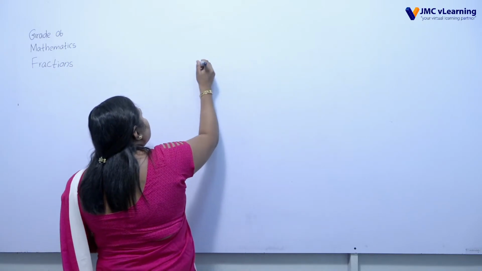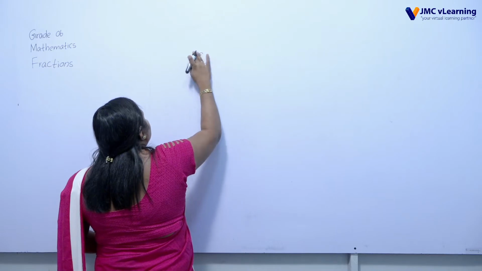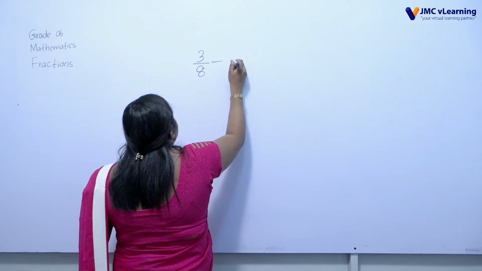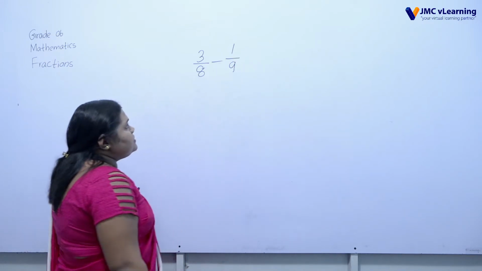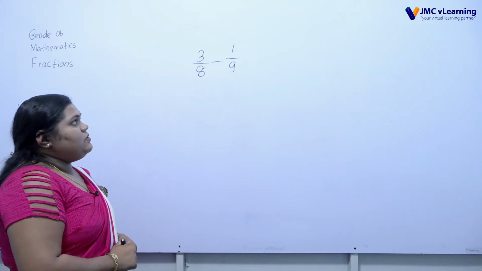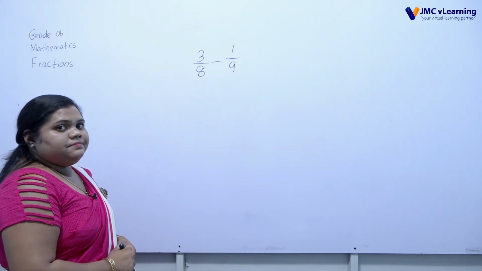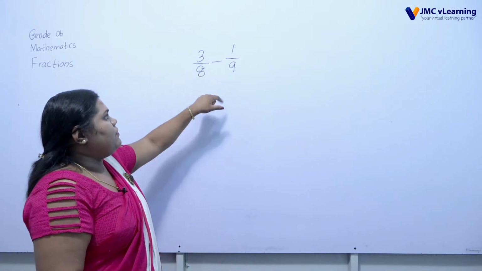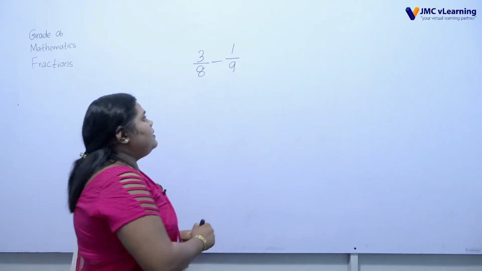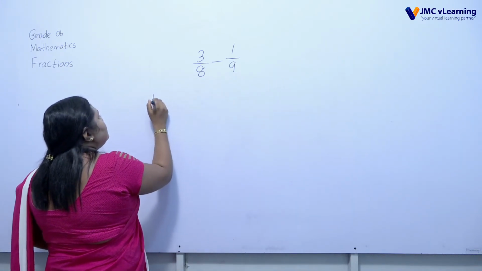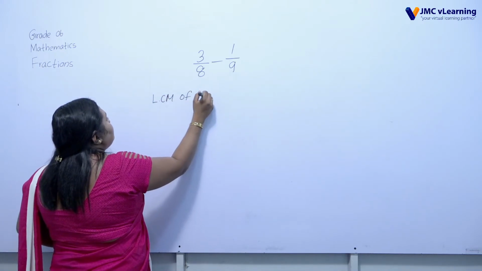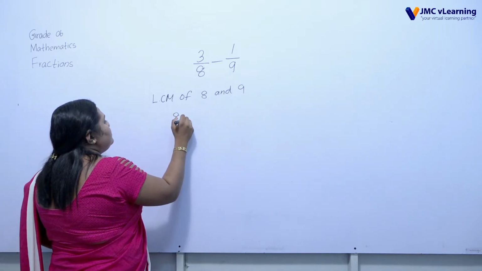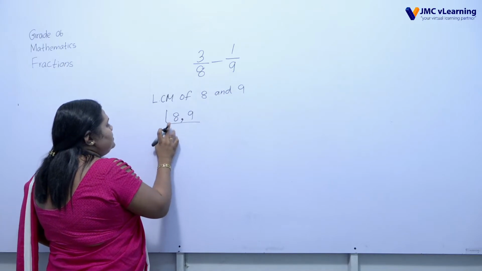Okay, now 8 subtract 2. Okay, now you just imagine this. Can you solve this? Is this difficult? No. So first you want to find the LCM of 8 and 9. Okay. LCM of 8 and 9. It means you want to find it. So first 2.